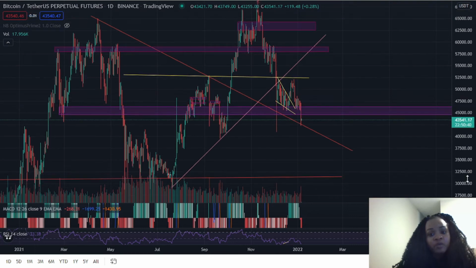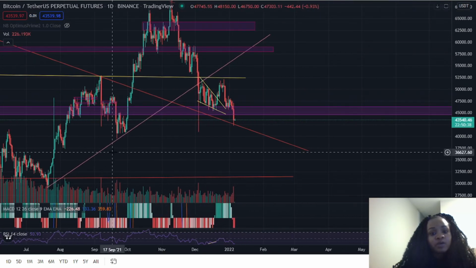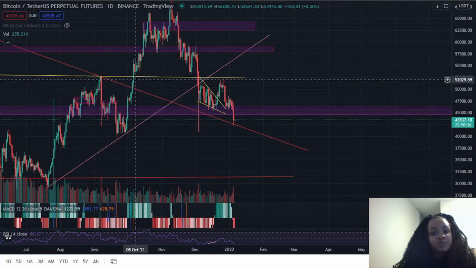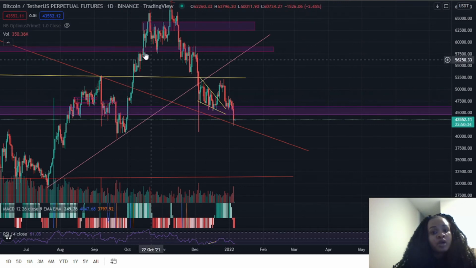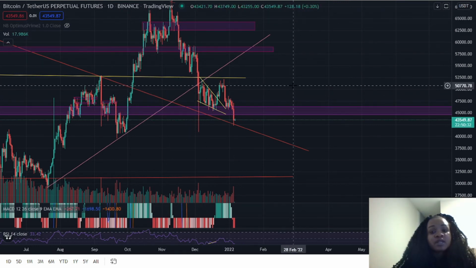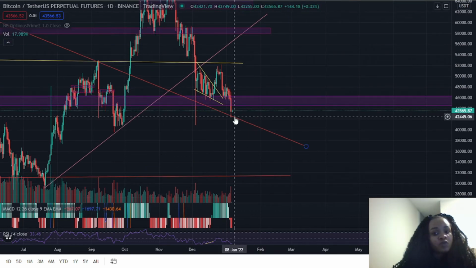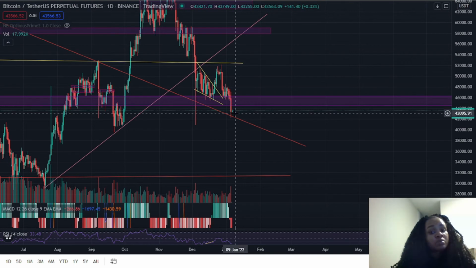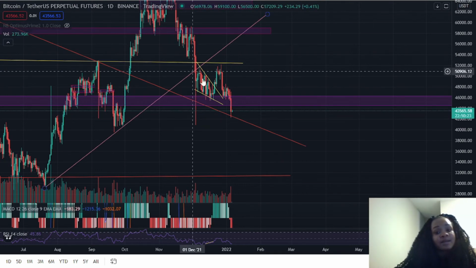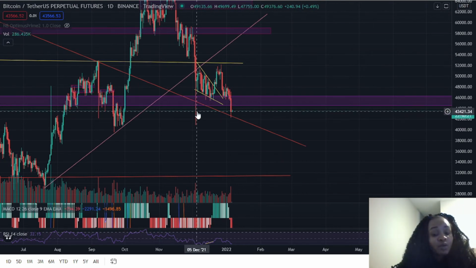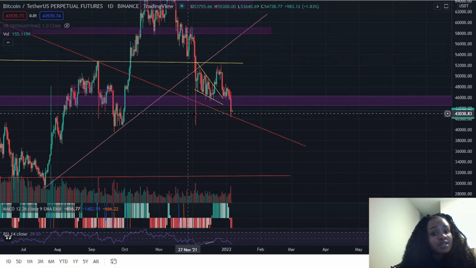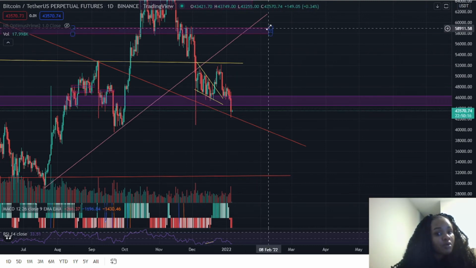Okay, and we can see here that Bitcoin actually broke out of that falling wedge a while ago, back in October, and then it went up successfully, and now it has gone back down, and now it has touched this falling wedge. So this could be a sign that it's retesting that wedge, and then it will go back up.